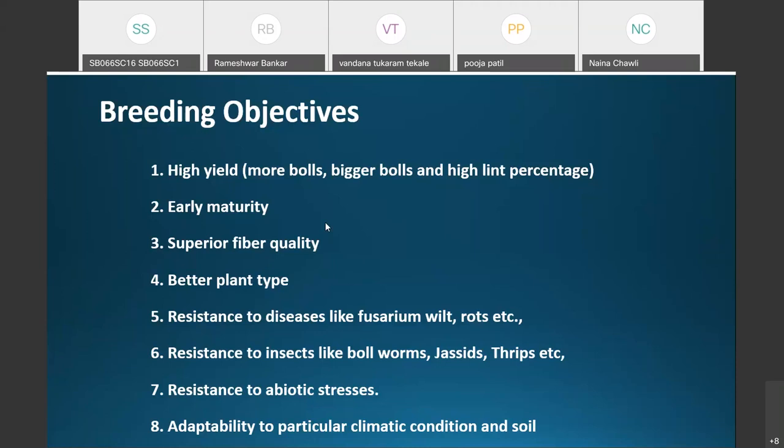Number one, high yield. That means more balls, bigger balls and high lint percentage. Second one is earlier maturity. Third one, superior fiber quality. Fourth one, better plant type. Fifth one, resistance to diseases like fusarium wilt, rots, etc. Then sixth one is resistance to insects like bollworms, jassids, thrips, etc. Then the seventh one, resistance to abiotic stresses. And the eighth one is adaptability to particular climatic conditions and soil.